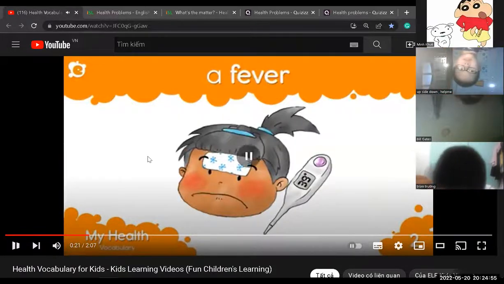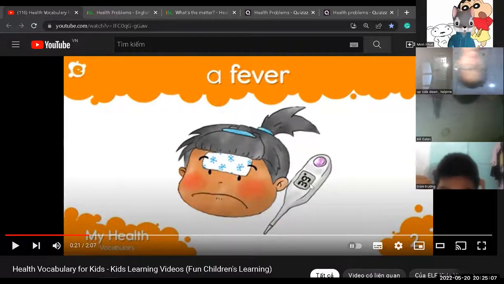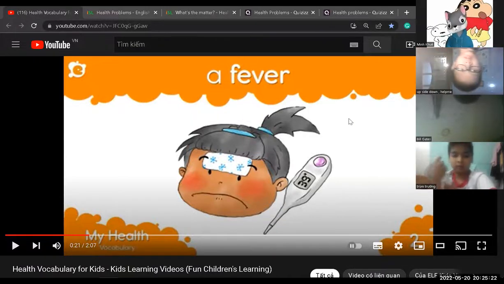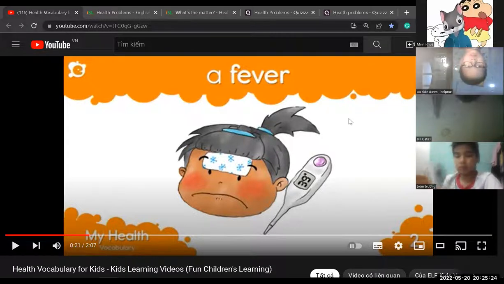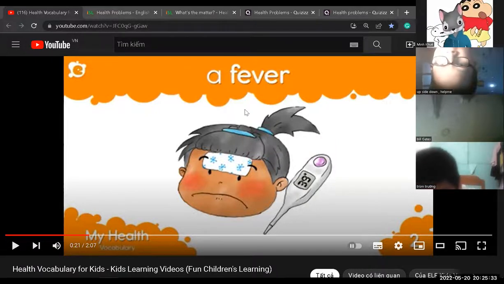A fever. So look at this picture. When you have a fever, your forehead will be very hot, right? You look at the temperature here. It's 39 degrees Celsius. Normally, the temperature will be about 35 to 36.5, right? But now you got 39. Your temperature is very high. So you have a fever. There is also a synonym, the word temperature. You can use either one. If you have a fever you can say I have a fever, or I have a temperature. Okay?